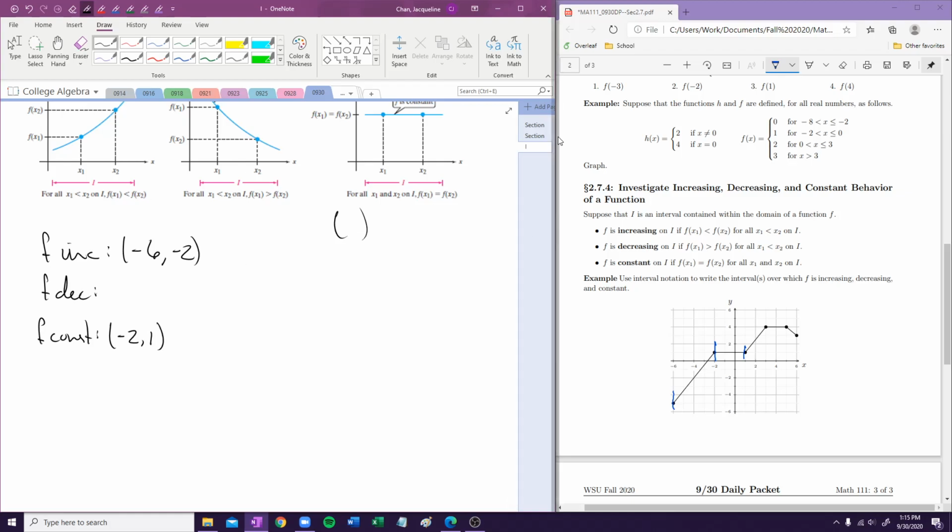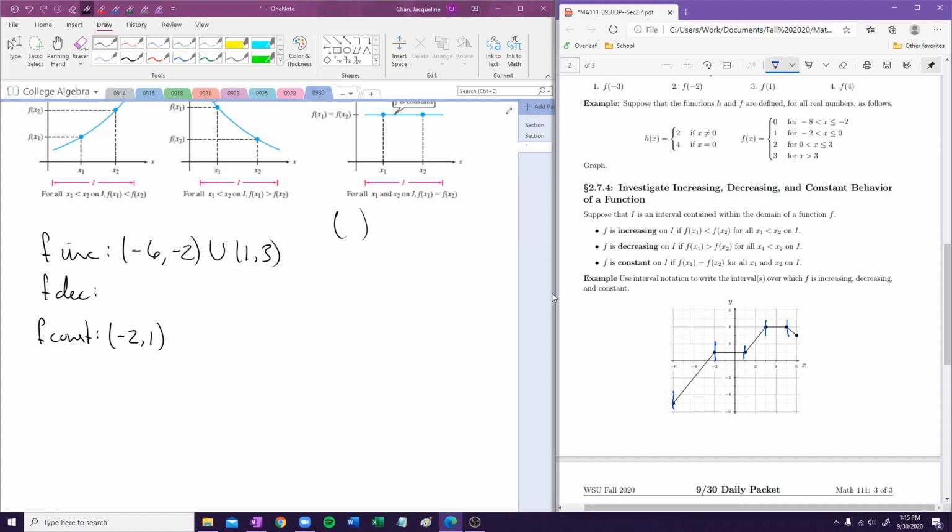Okay, now let's look at the next interval, which is 1 to 3, and again, it is increasing. Because it's increasing, I'm adding another interval here, so I have to separate them with the union. This becomes 1, 3, and then let's look at the next interval.